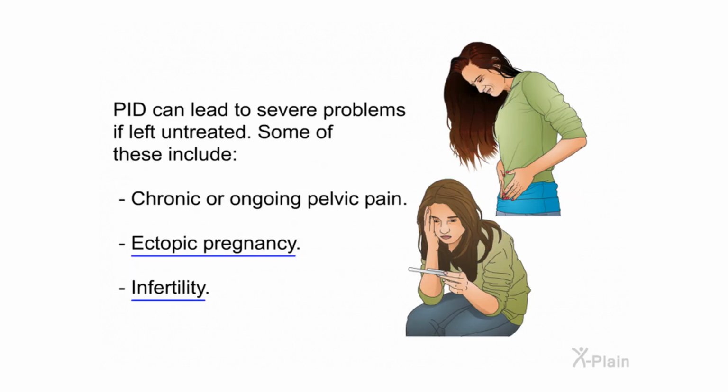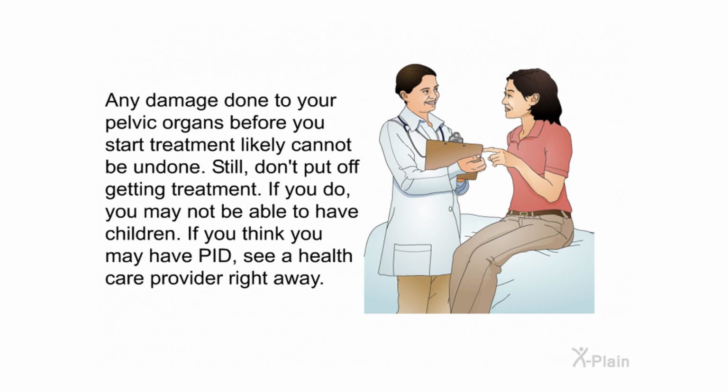PID can lead to severe problems if left untreated. Some of these include chronic or ongoing pelvic pain, ectopic pregnancy, infertility. Any damage done to your pelvic organs before you start treatment likely cannot be undone. Still, don't put off getting treatment. If you do, you may not be able to have children. If you think you may have PID, see a healthcare provider right away.